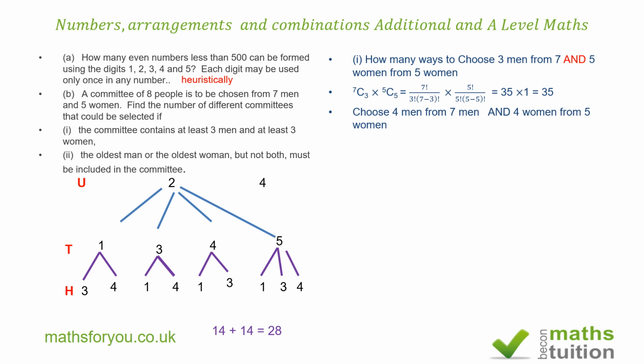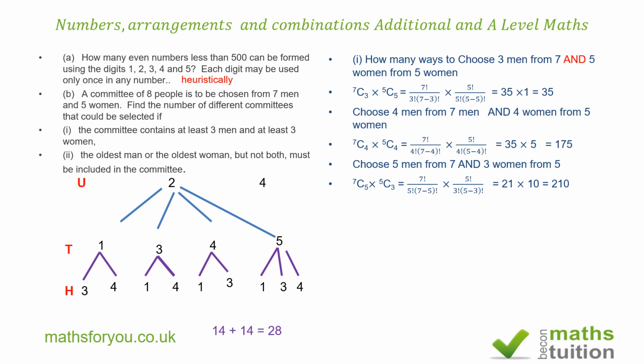We can also choose 4 men from 7 men and 4 women from 5 women, and that will give us 8 members in the committee. So this is arithmetic, and there are 175 ways you can choose 4 men from 7 and 4 women from 5. Okay. Similarly, we can do the same exercise choosing 5 men from 7 and 3 women from 5.